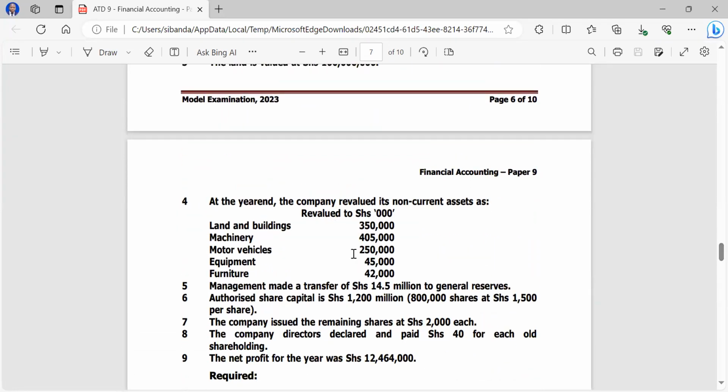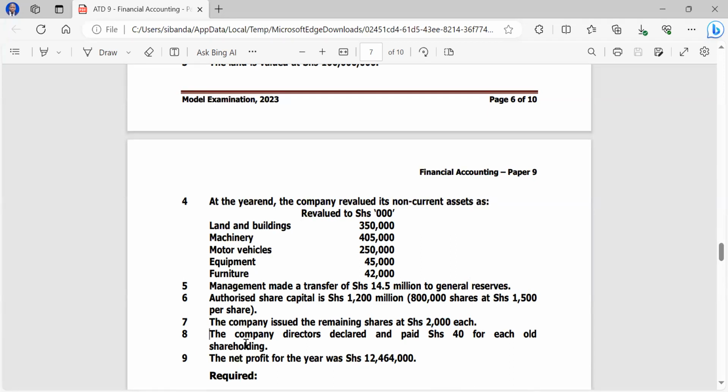Okay, they are giving us something to do with revaluations. They're telling us management made a transfer of this authorized share capital of 800 shares at 1,500. The company issued the remaining shares at 2,000. You can see that this is a price over and above the nominal value, because the nominal value is 1,500. So if they issued shares at 2,000, then there's an aspect of share premium.